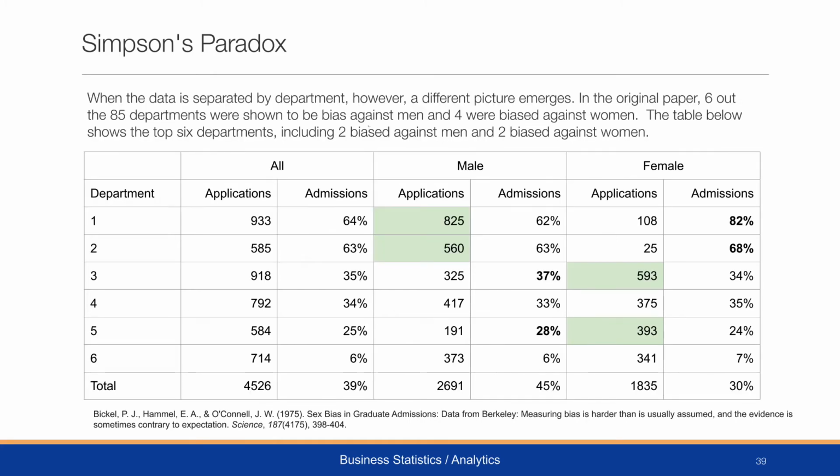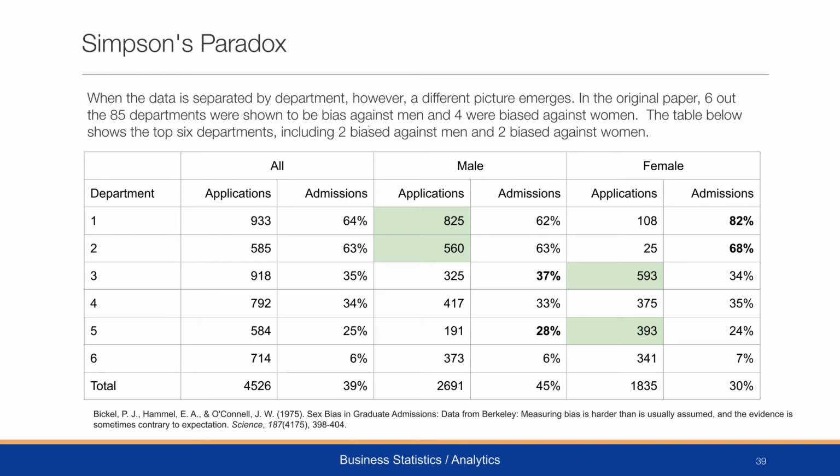Here, when the data is separated by department, something different happens. In the original paper that's listed below, 6 out of the 85 departments were shown to be biased against men and 4 were biased against women. The table below will show the top 6 departments, including 2 biased against men and 2 biased against women. And here you can see Department 1 and Department 2 just had a lot more applications for the male than female, and so therefore the admissions might be a little skewed because there were more females admitted as a percentage there for those 2 departments.